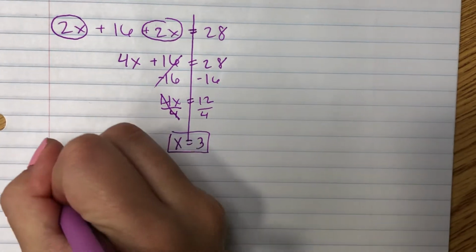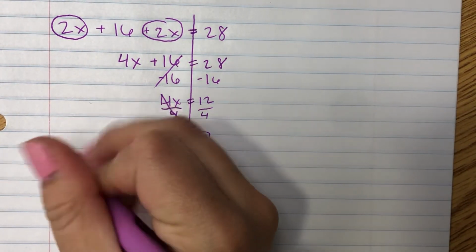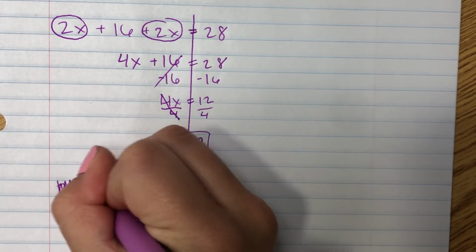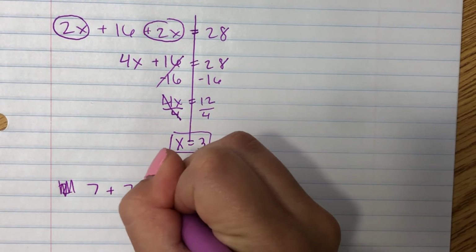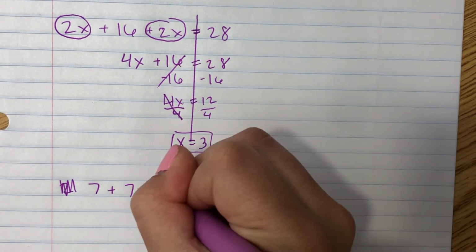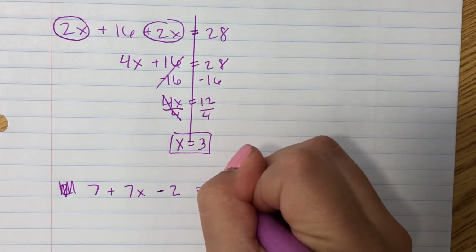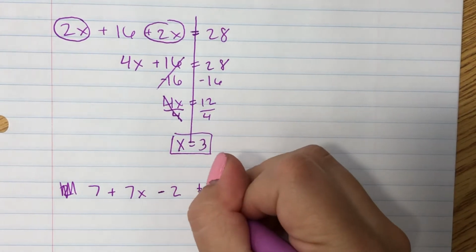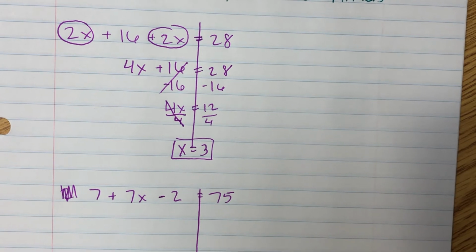Okay, let's see. 7 plus 7x minus 2 equals 35. Okay, so this time I'm going to draw my line down my equation just like I always do.